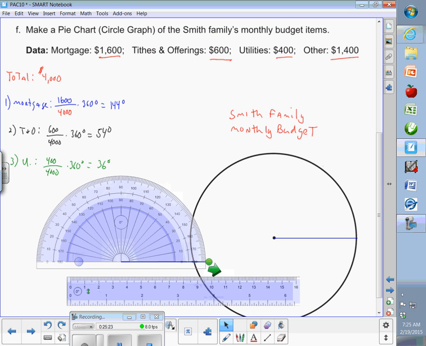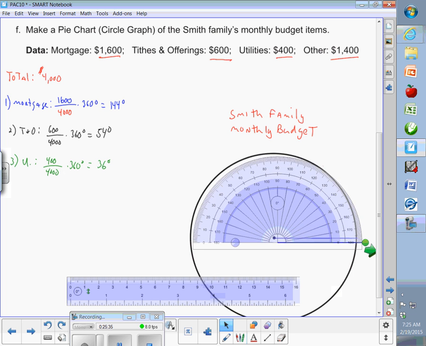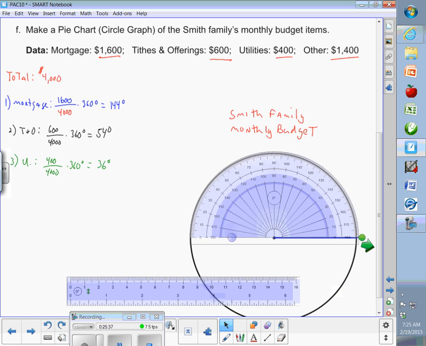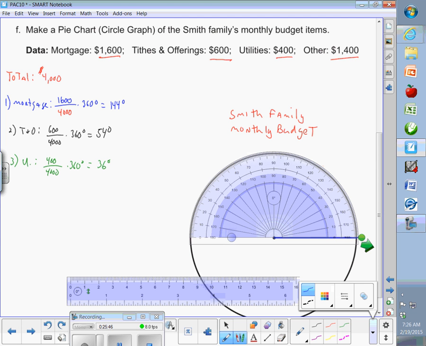Okay, so if you look up, what I did here is I am dealing with my 144 degrees for my mortgage right now. I'm going to take my protractor and line it up along the line with the center. Hopefully you know how to use your protractor. That's something you should have learned in elementary school.